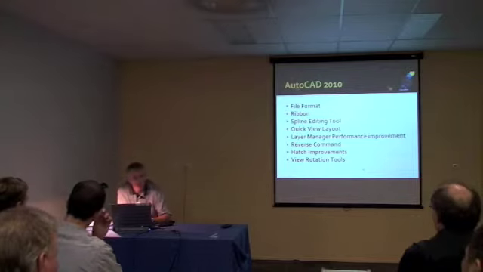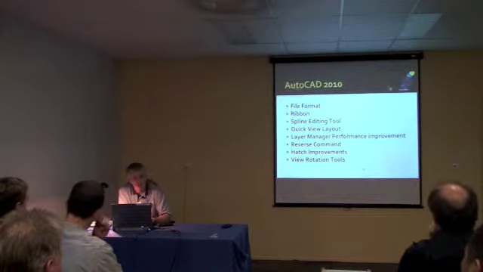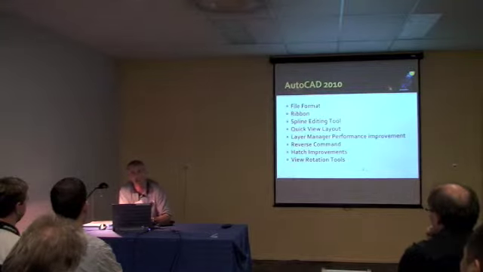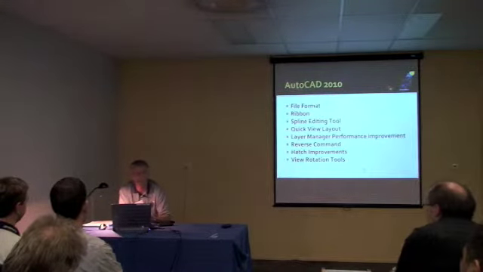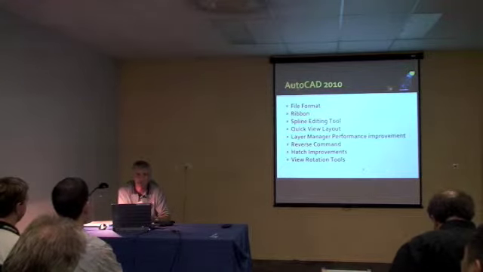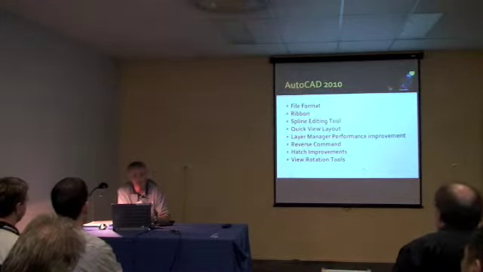Another thing they've done is the spline editing tool. You can draw a spline and you can now make that into a polyline. And the accuracy of that polyline depends on the value you put in, 0 to 99. That will give you more nodes in that spline as a polyline, which can be quite handy.